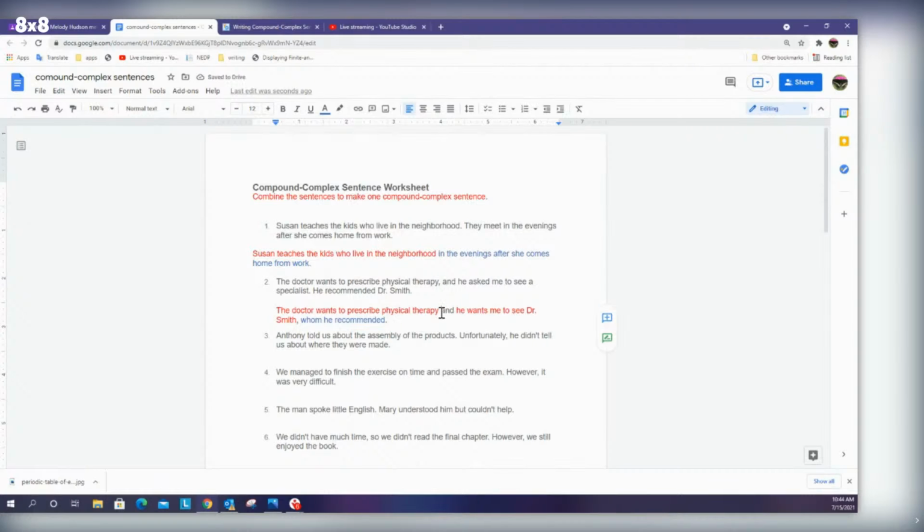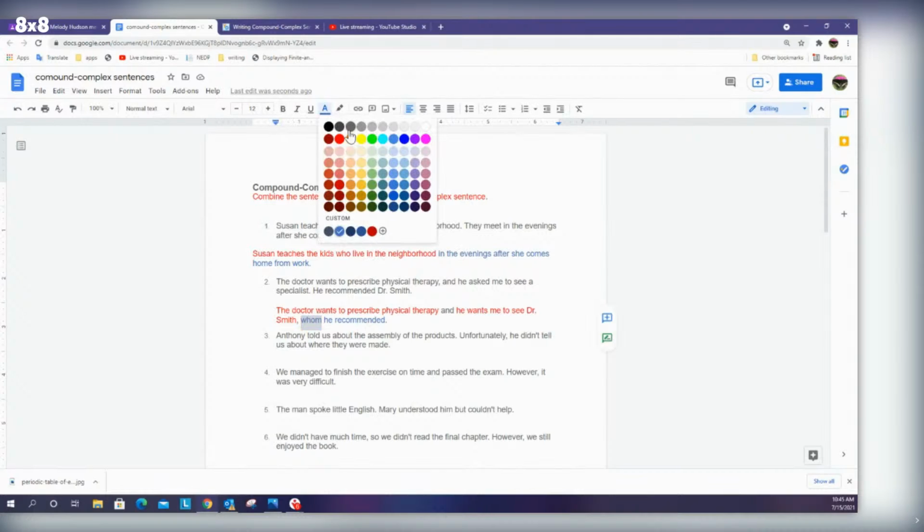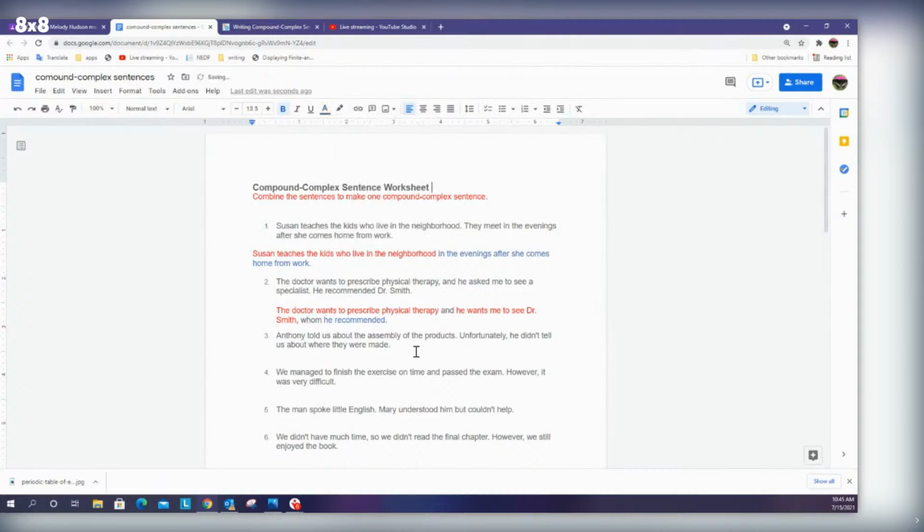Notice we have the word and, which is part of our FANBOYS. Notice, and a coordinating conjunction, it coordinates the two. And then we have whom, which is a subordinating conjunction. Okay. Let me put that back so you can see what we've done here. Now this one makes sense.